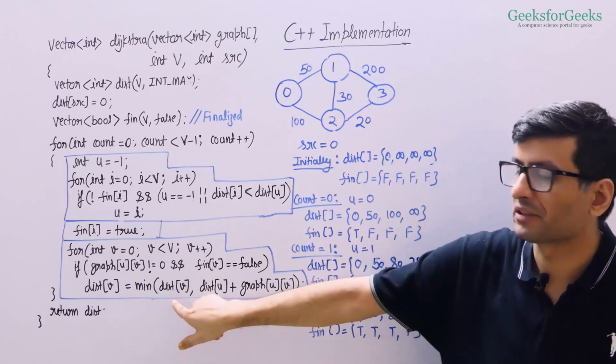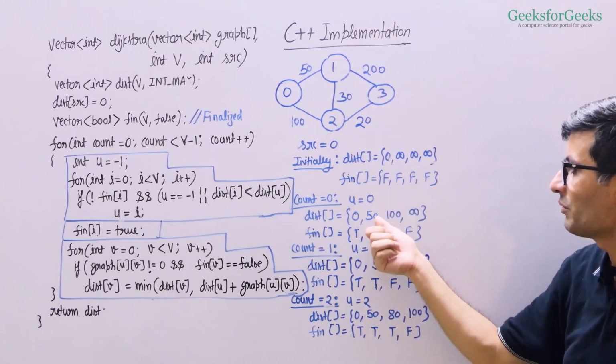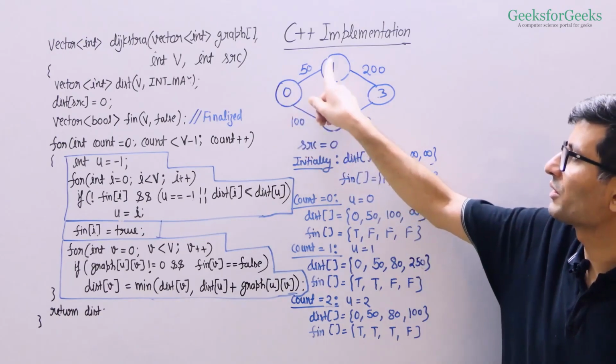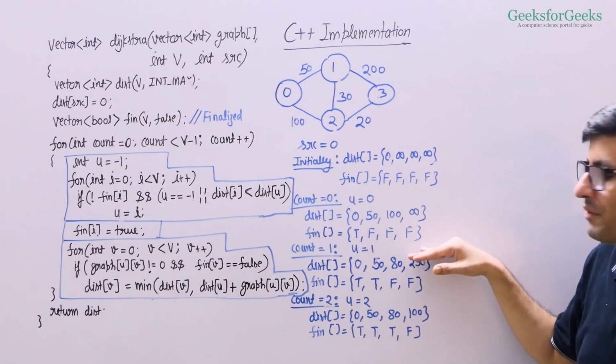So after picking u equal to 0, we go through all adjacent of u and relax them using this relax operation. So distances of 1 and 2 are currently infinite. We are going to update them to 50 and 100 because we are getting 0 plus 50 through this and 0 plus 100 through this. So this is what happens in the first iteration.